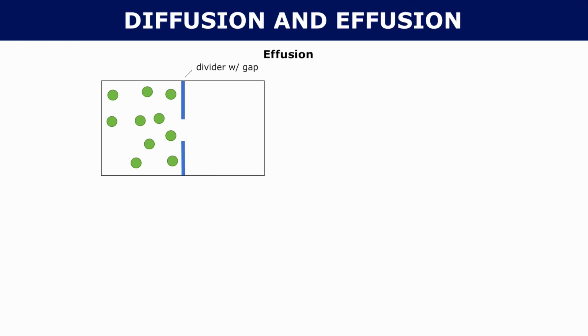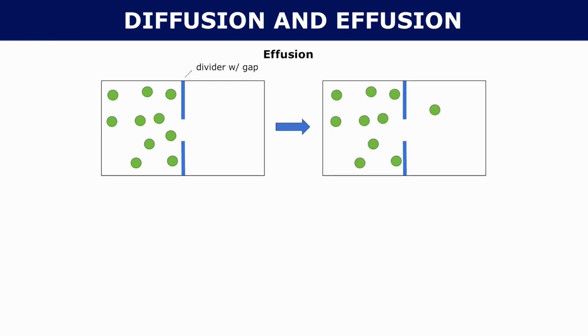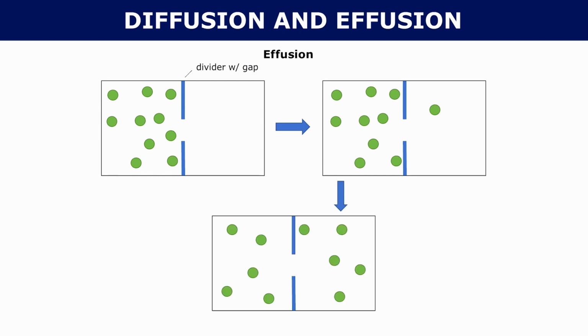Effusion works a little differently. Effusion is what happens when you have gas particles on one side of a container and you have a divider, but this time the divider has a little gap in it. The gas particles start to move to the other side, and eventually you get an even distribution throughout the entire container. So diffusion and effusion are happening all the time. It's like if you have an air freshener or whatever, it starts from one side of the room, but eventually the gas particles are going to move to fill up the entire room kind of evenly.